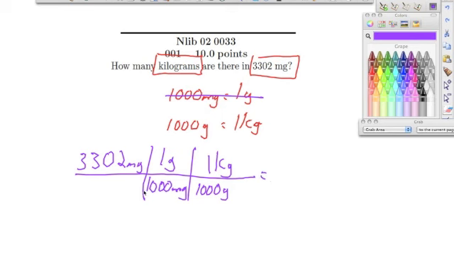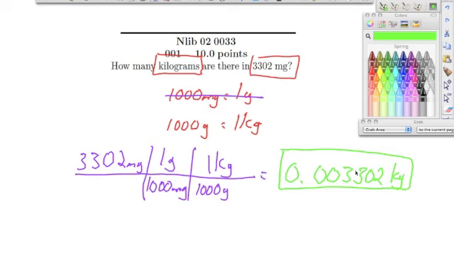And we go ahead, and what we'll see is we're going to end up dividing by 1,000 twice, or dividing by 1,000,000, which we should get an answer right around 0.0003302 kilograms for our answer, which we can see it is a much smaller number than what we started with.